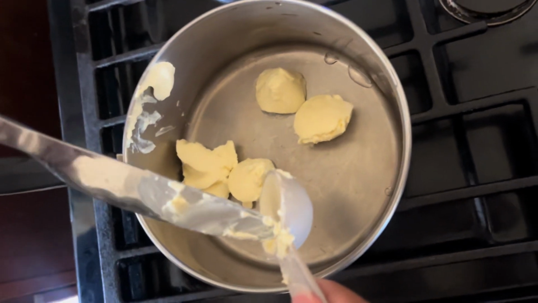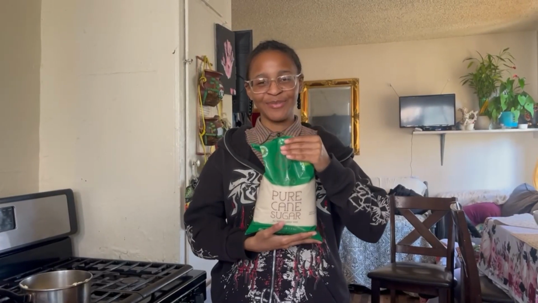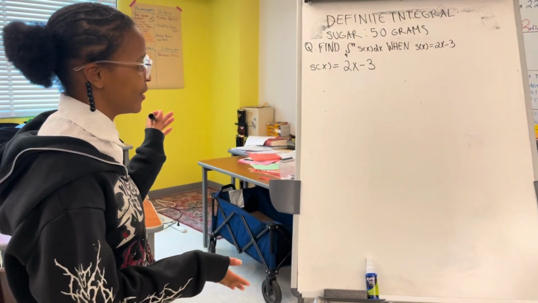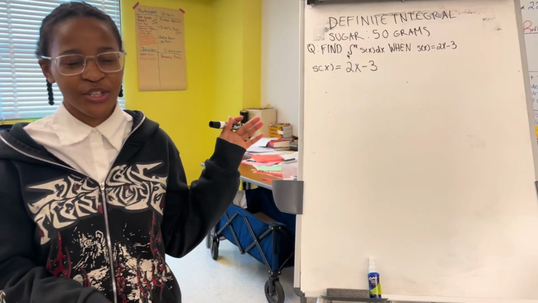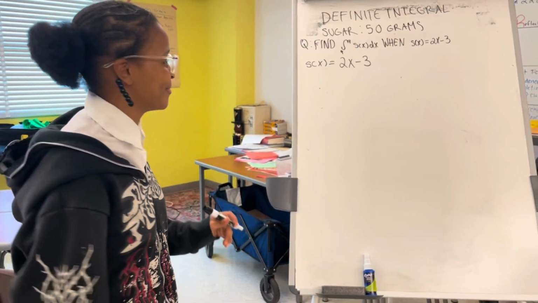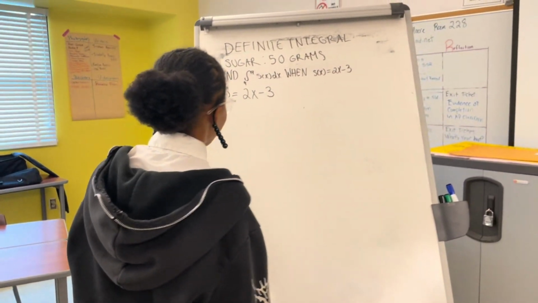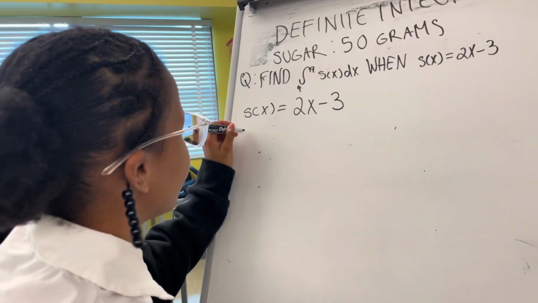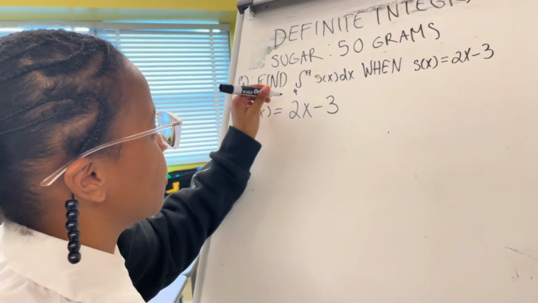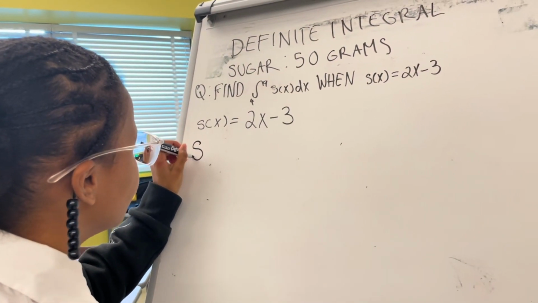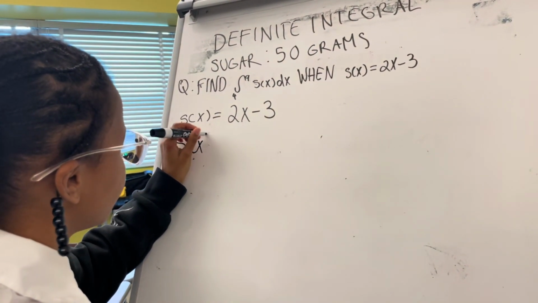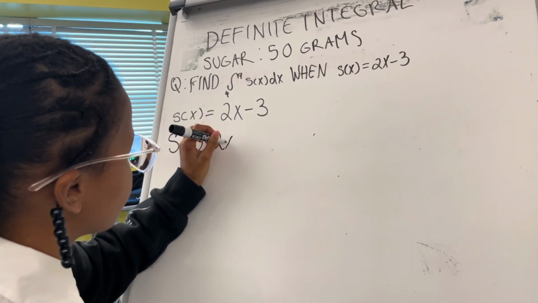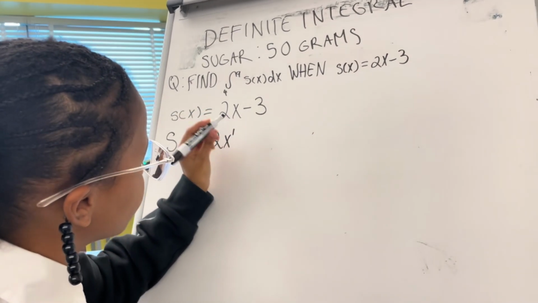We'll be solving for the sugar. Let's make things sweet. I'm going to be using the definite integral to find out how much sugar we need for our coating. We'll start off with s of x equals 2x minus 3. Since we're doing an integral problem, we're going to be using the antiderivative, which will be 2x with this invisible 1 there.